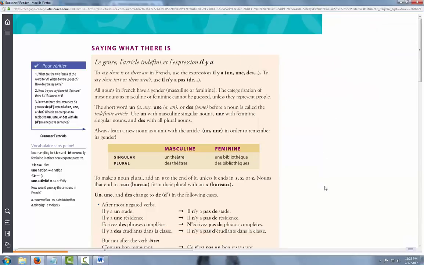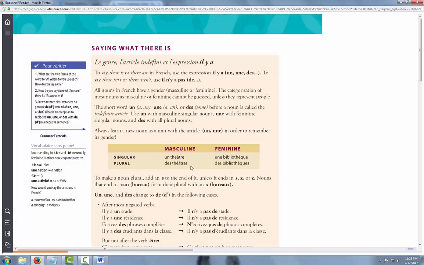What else is on this page? The articles un, une, et des. It's called the indefinite article because it corresponds to a or some for objects in English. We'll learn later on in this chapter the definite articles that correspond to the, when you're talking about those or the specific pieces of paper on your desk, for example. So the indefinite article, masculine, is un. When you're talking about a theater, for example, un théâtre. The feminine is une bibliothèque. A library is feminine, a theater is masculine. Don't ask me why, that's just how it is.